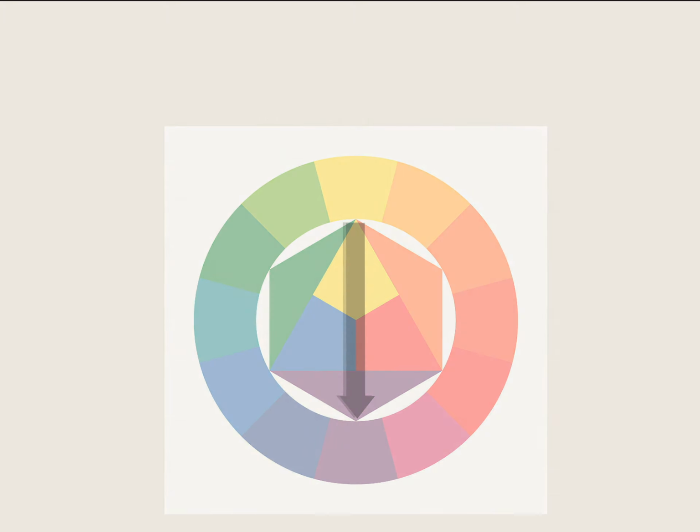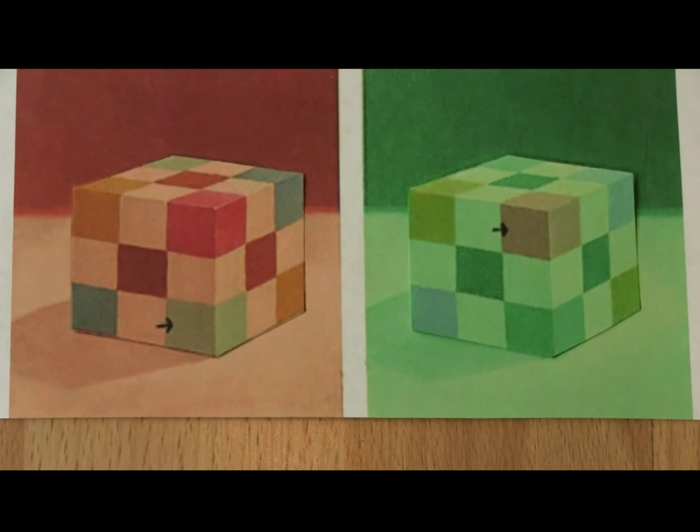But in this picture with these two cubes, notice that the left one is bathed in red light and the right one is bathed in green light. But because this left cube is overlaid with red versus the right cube being overlaid with green, those two colors cancel each other out for the red and green spots, creating the exact same color.